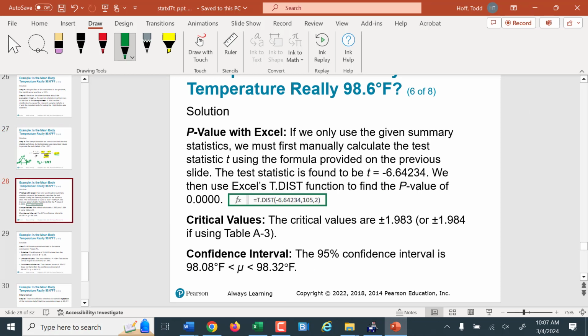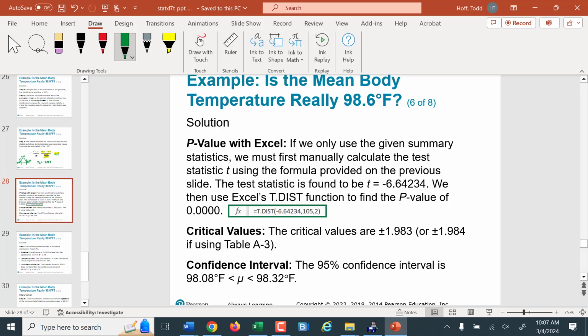So, again, the p-value is less than alpha, so we reject. Our test statistic is less than our critical value, so we would reject.